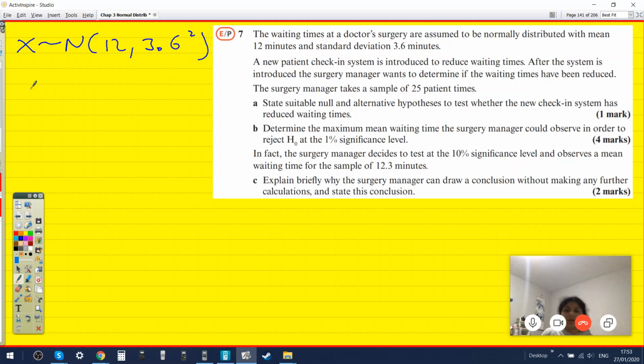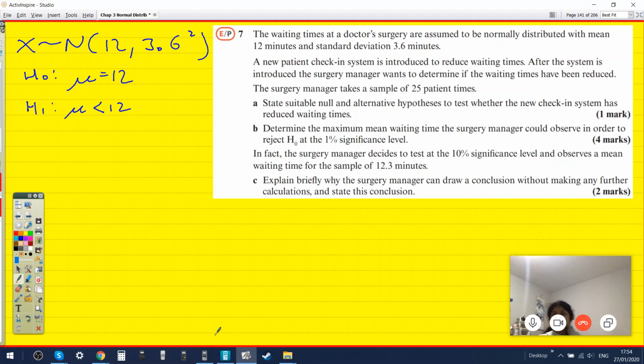So the null hypothesis would be mu is equal to 12. And then H1 would be mu is less than 12. I don't know how to do part B. Determine the maximum mean waiting time surgery could observe in order to reject. So that's just the critical region.